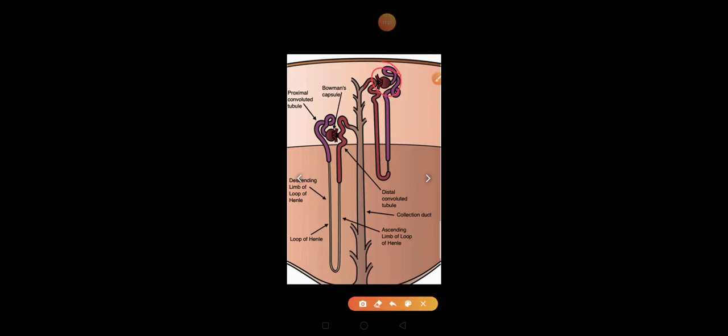So here also we have a nephron. This is Bowman's capsule. This is your PCT, loop of Henle, distal convoluted tubule. Then the distal convoluted tubule will join the collecting duct. Here also we will have the collecting duct. So all the nephrons will join into a common passage which is called the collecting duct. So understood? Let's move to your content.